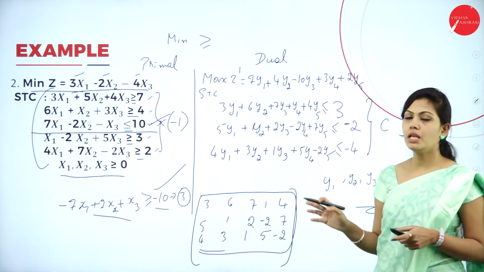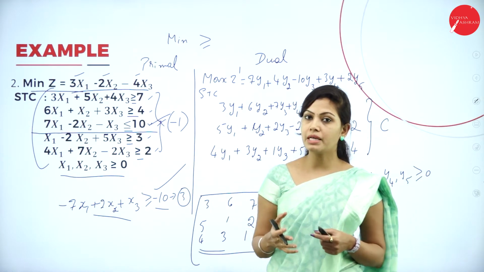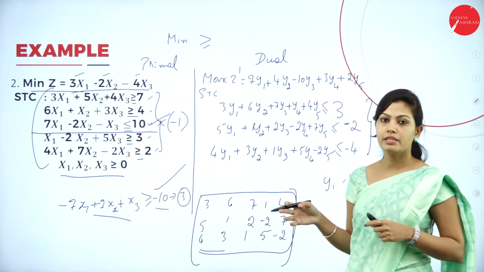So it has an optimal solution. This is your conversion from primal to dual. It can be minimization or maximization, and you can convert it easily.